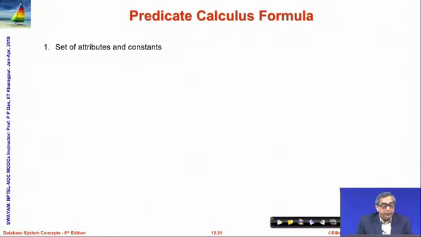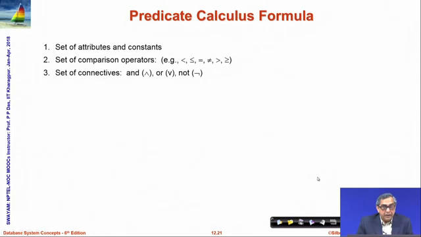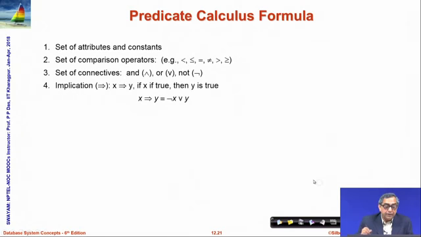So, it could be a set of attributes or constants. This I have just included for your help, in case you have become rusty with predicate calculus, you can refer to it. A predicate calculus formula is built from attributes and constants. There is a set of comparison operators, the 6 of them. There are a set of connectives. These are all the same as in the propositional calculus.